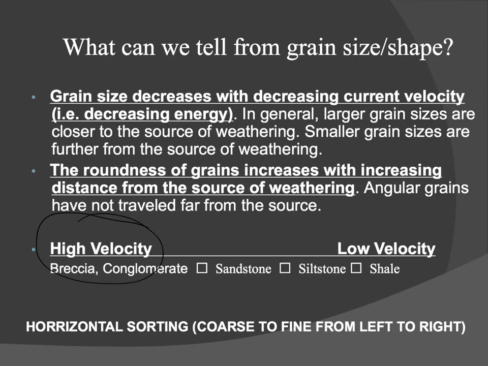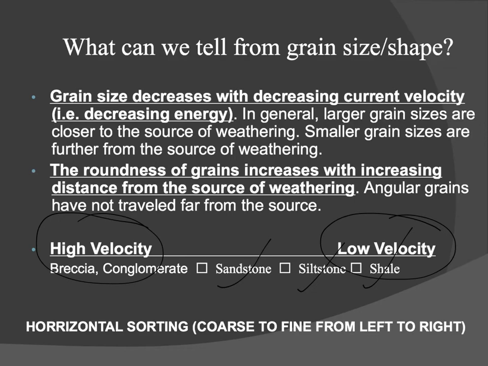This is where the river is going to first drop out your biggest particles like your gravels, and then your low velocity is going to be way over here, more horizontally farther away, where your particles are going to be smaller. So naturally that's your mud, which turns into shale, and silt, which turns into siltstone, and sand, which turns into sandstone. And then over here you have your gravels.